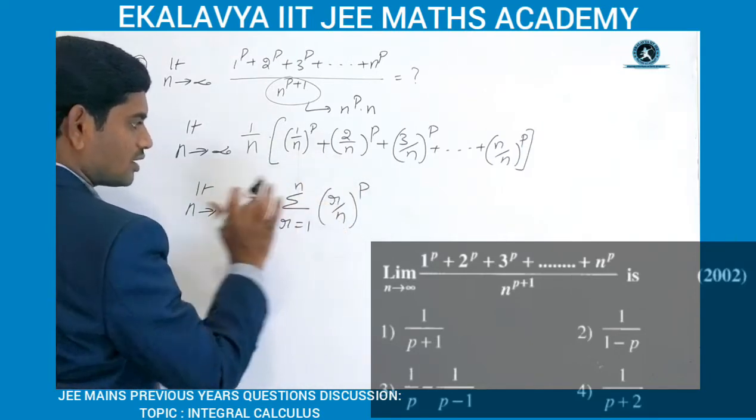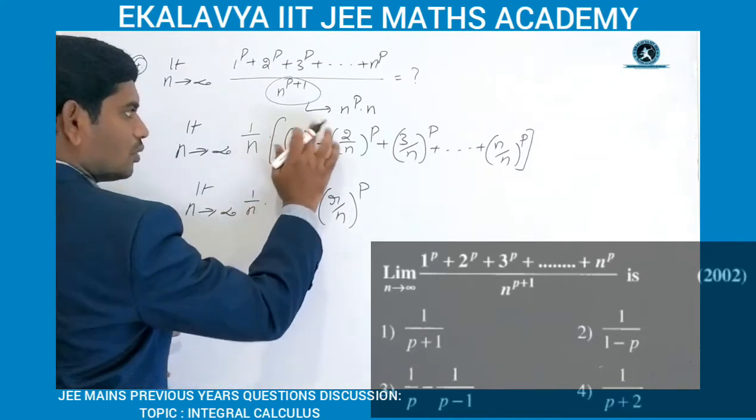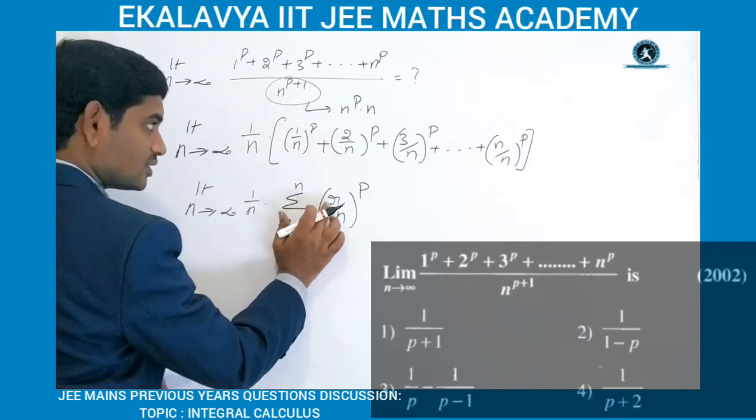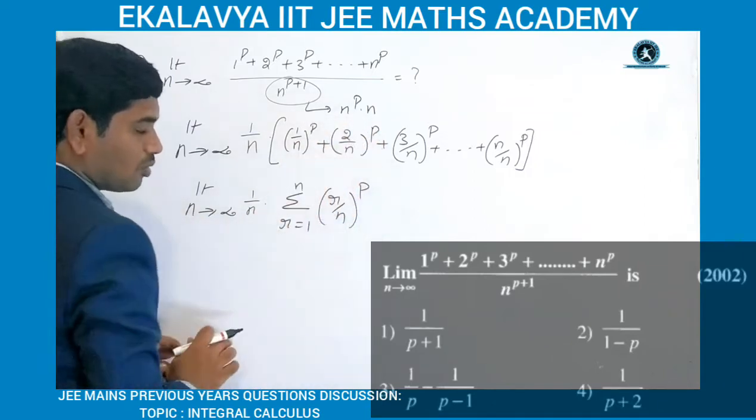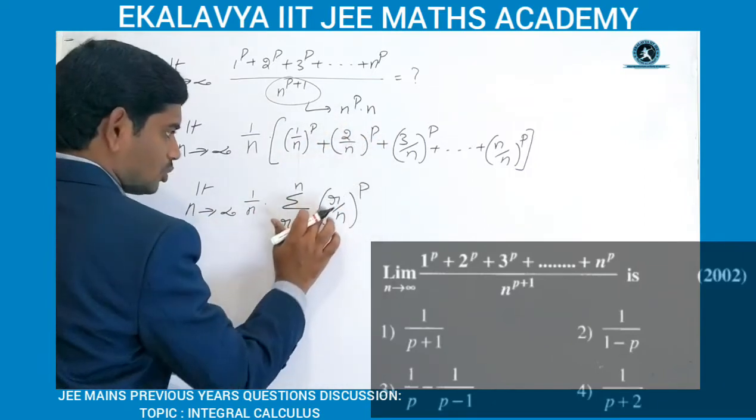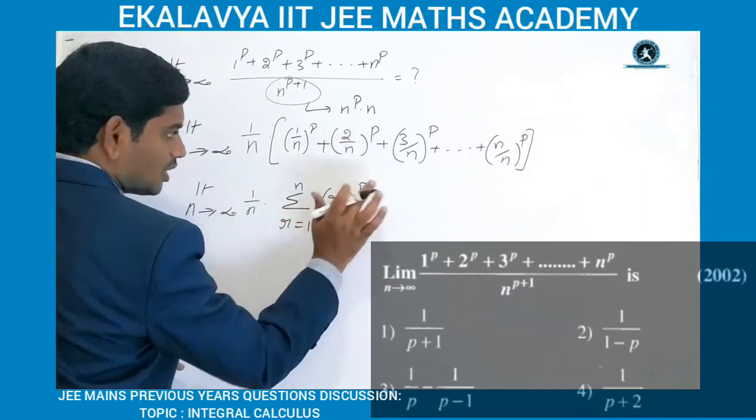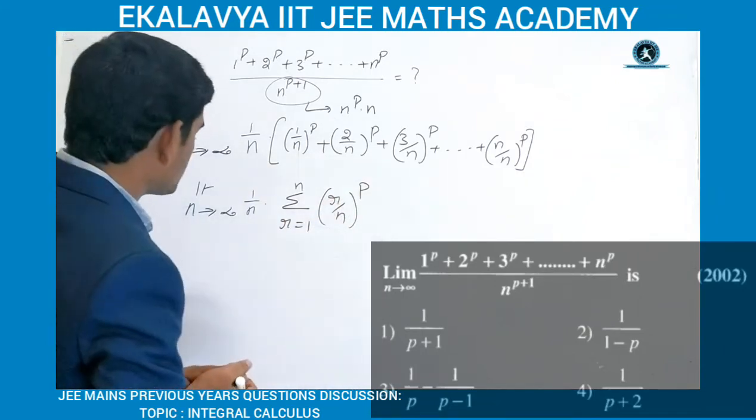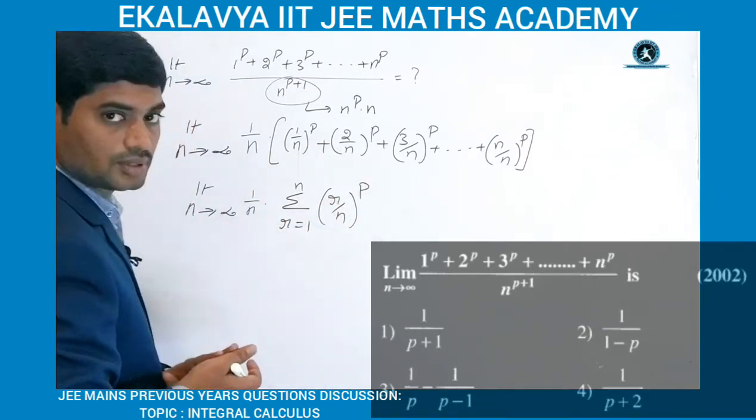Suppose if we take r is equal to 1, we get (1 by n) whole power p. Suppose if we take r is equal to 2, we get (2 by n) whole power p and so on. Suppose r is equal to n, then we get (n by n) whole power p. So now how can we solve this?